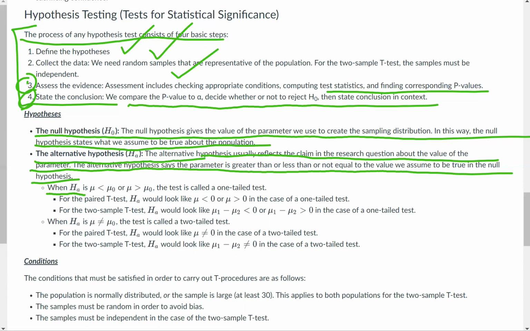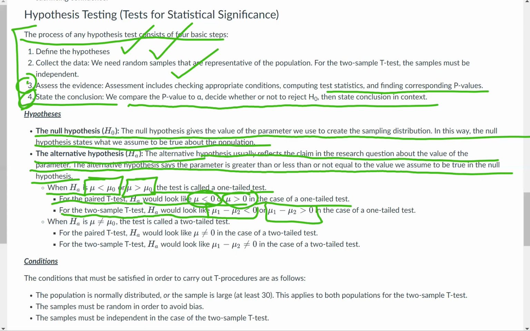When the alternative hypothesis is that mu is less than the null mu, the given mu that was in the null hypothesis, or that mu is greater than that, the test is called a one-tailed test. For the paired t-test, the alternative hypothesis would look like mu is less than 0 or mu is greater than 0 in the case of the one-tailed test. For the 2-sample t-test, the alternative hypothesis would look like one population mu minus the other would be negative because one's bigger than the other, or the other way around. The difference of the 2 population means would be positive because the first is larger than the second, in the case of the one-tailed test.